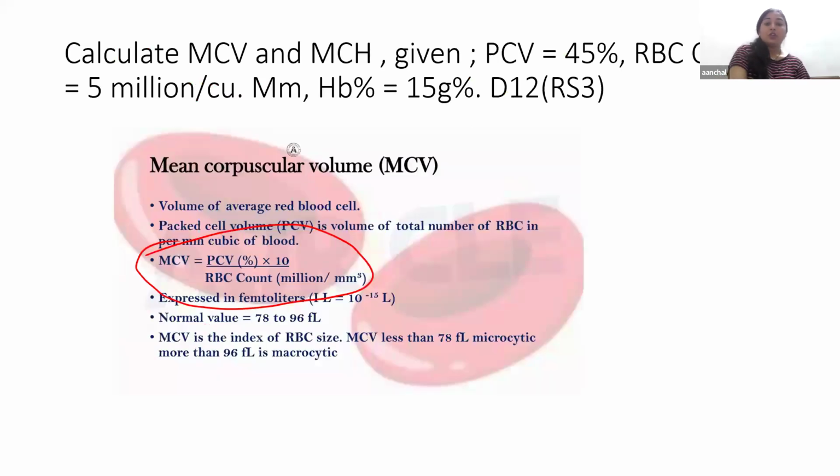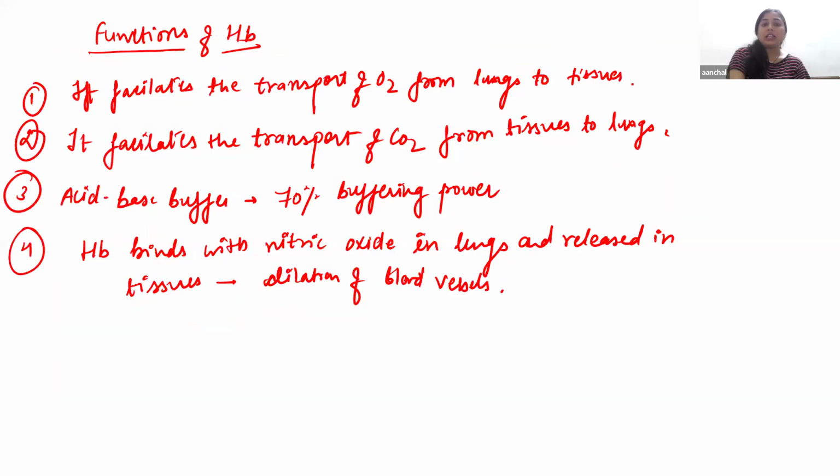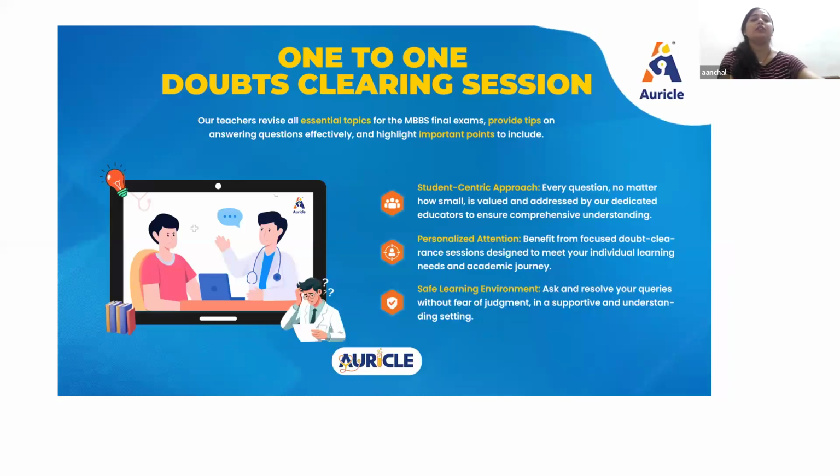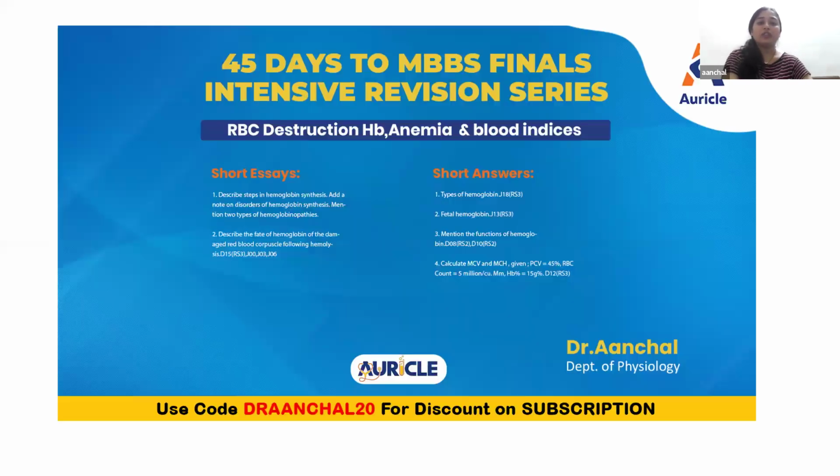So this is all for today's class. I think we have covered all the topics. Let's have a look again. We have covered hemoglobin synthesis, all the steps, then the fate of hemoglobin, types of hemoglobin, fetal hemoglobin, then the functions of hemoglobin, and in the last we calculated MCV and MCH.